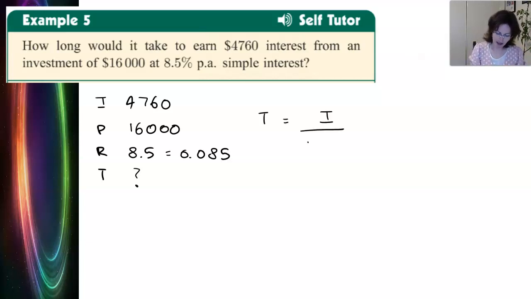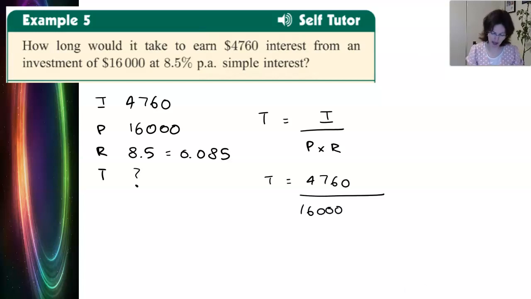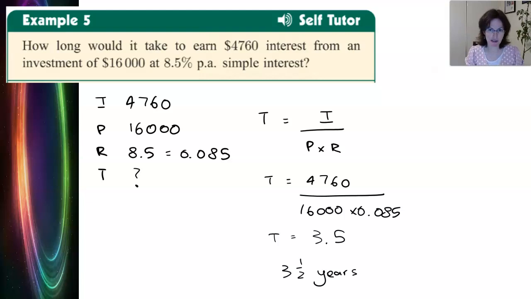Write out your formula. I is on the top and the other two letters are in the denominator. Substitute in what you know. I for interest, 4760. Principal is 16,000 and the rate as a decimal, 0.085. Working that out, we get time to be 3.5, but you need to say what units that is. How long would it take? It would take 3.5 years, or you're welcome to leave that as 3.5.